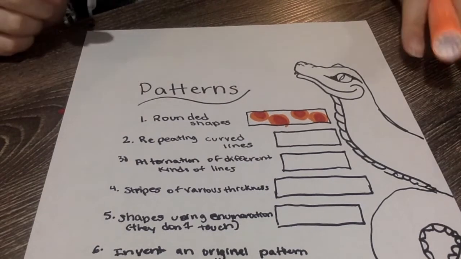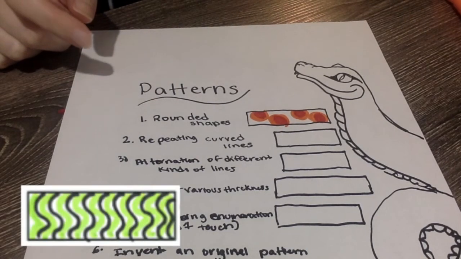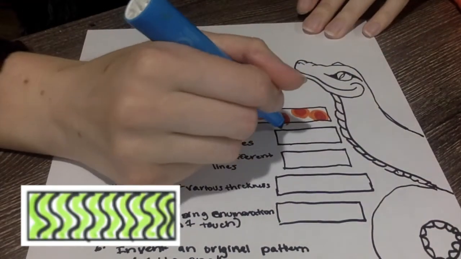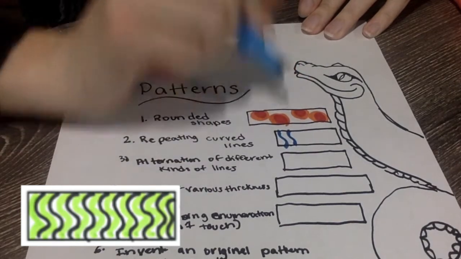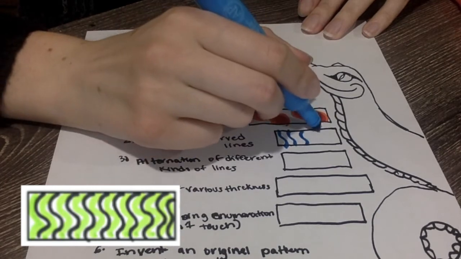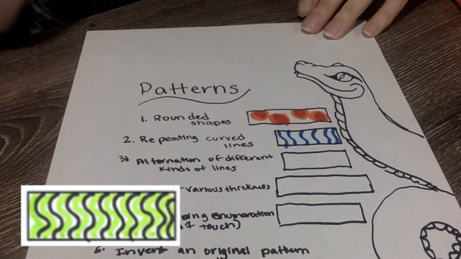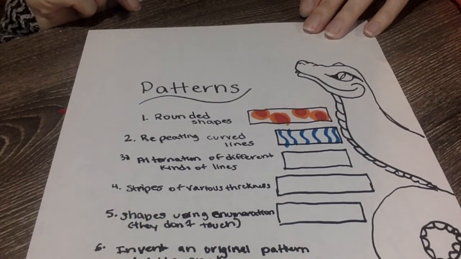Now, the next one says repeating curved lines. So, for repeating curved lines, we could just do some wavy lines, but whichever one you start with, you just want to repeat that same one. So it just goes down just like so, repeating. There you go. So now we have some repeating curved lines.